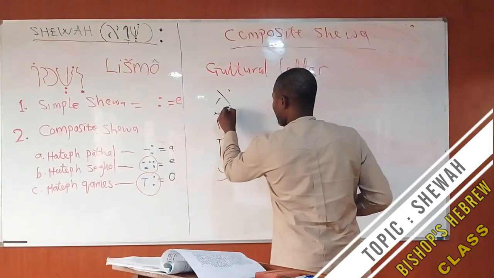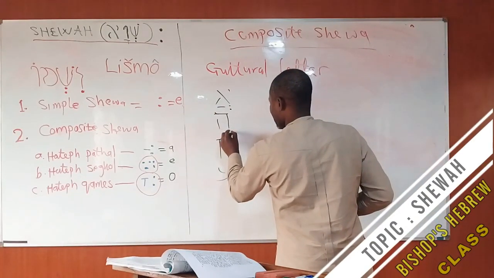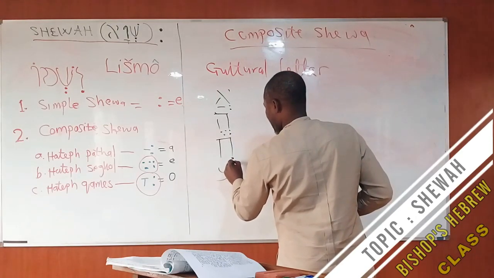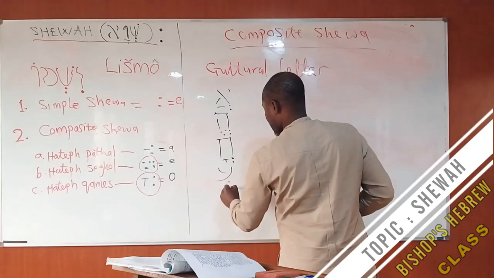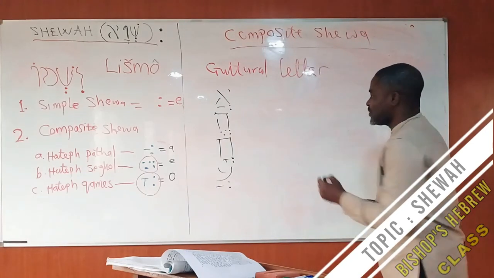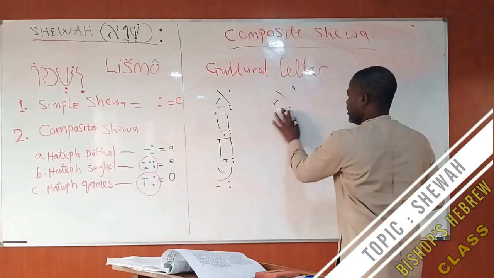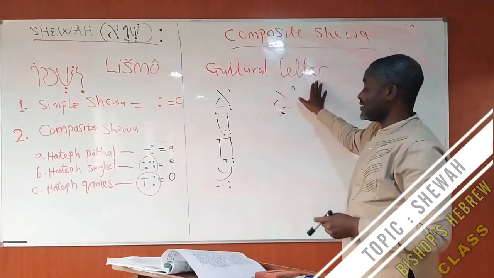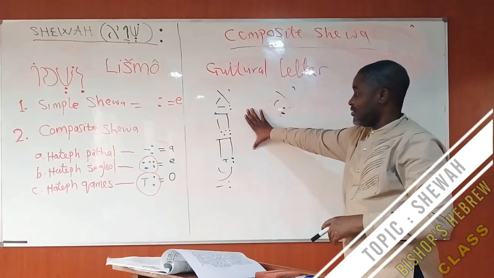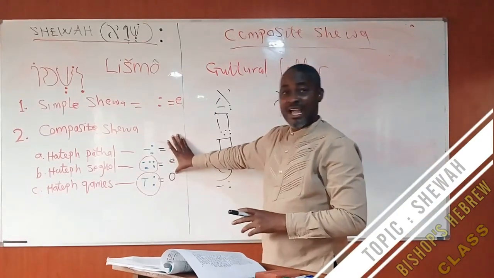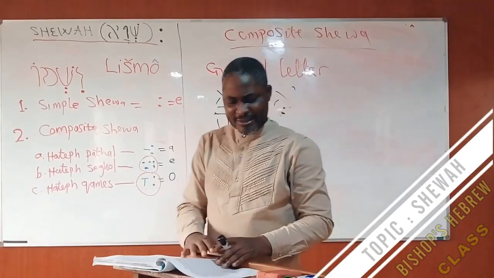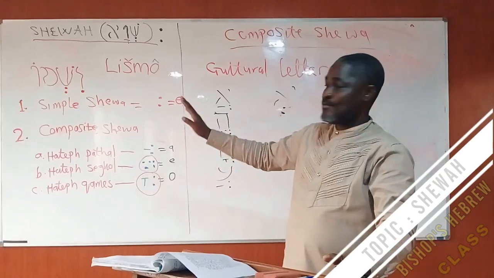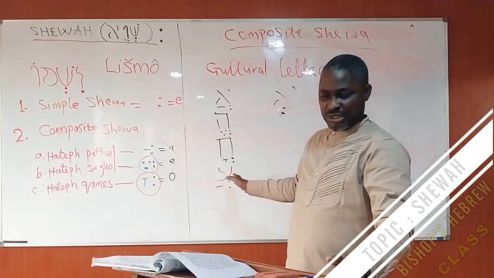For example, you have Hataf Patah, Hataf Segol, Hataf Qamets, Hataf Patah. You can't put a simple SHEWAH under a guttural, because guttural letters do not go with simple SHEWAHs. They go with composite SHEWAHs. I think that is all we need to know for now concerning SHEWAHs, either composite or simple SHEWAHs.